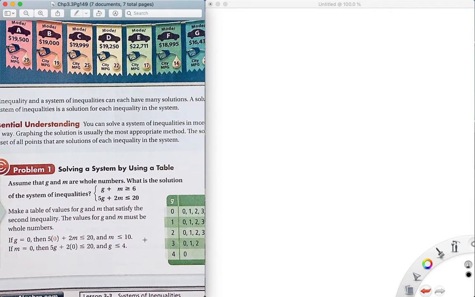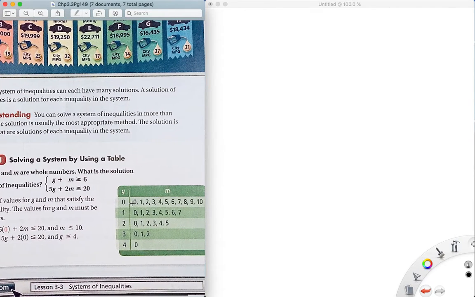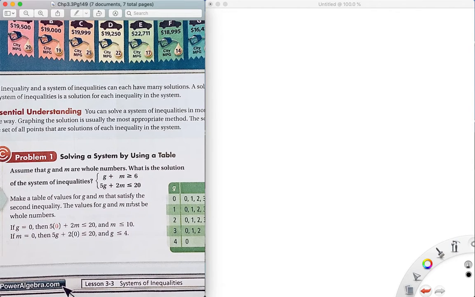So in the example that they give us, we have g plus m is greater than or equal to 6, and 5g plus 2m is greater than or equal to 20. What you can do is plot a chart. They use 5g and 2m, and they plugged in 0 for g. So then you plug in 0 for g, and you have 2m is less than or equal to 20, divide by 2, you get m is less than or equal to 10.